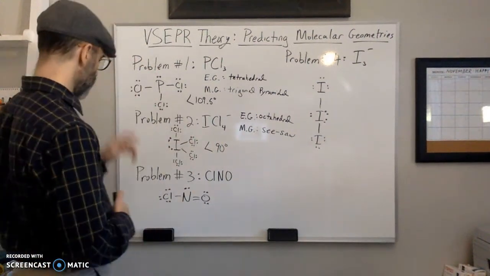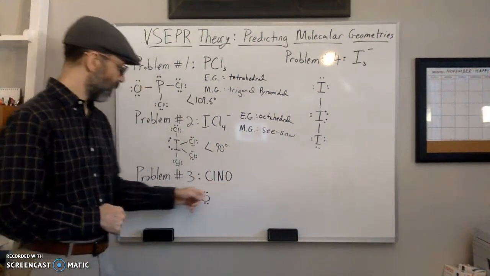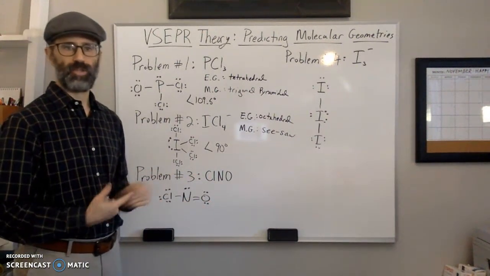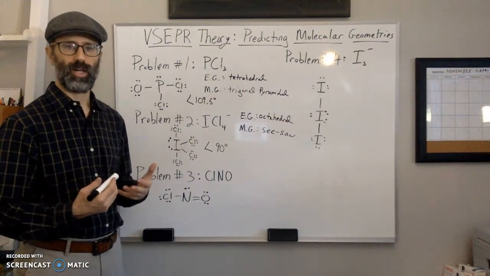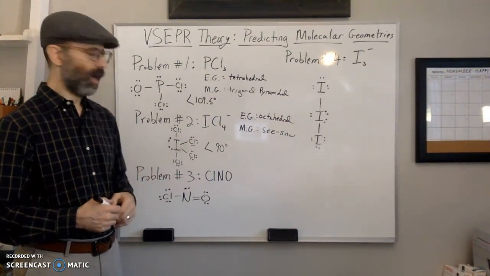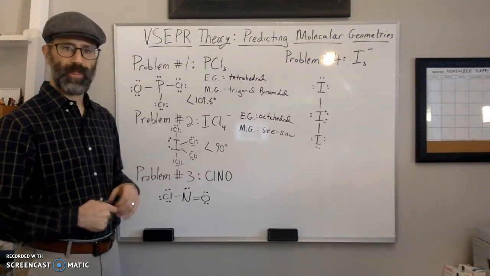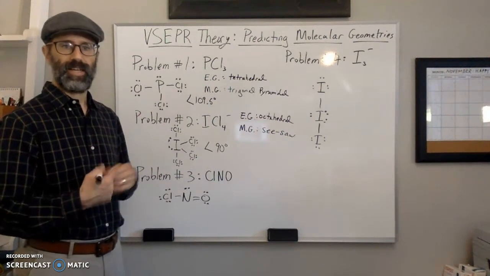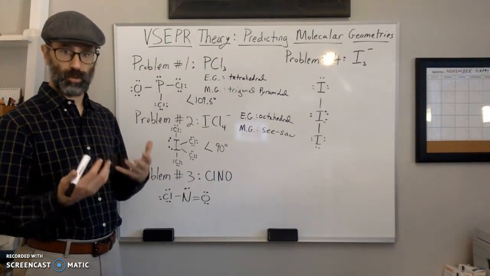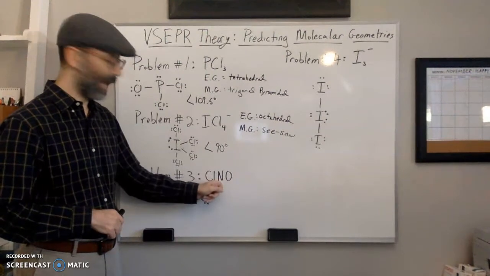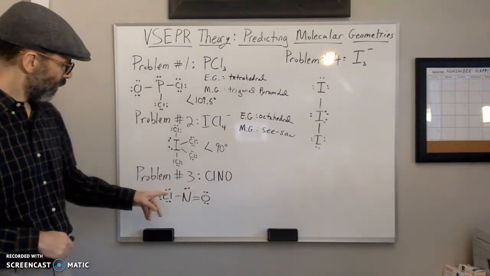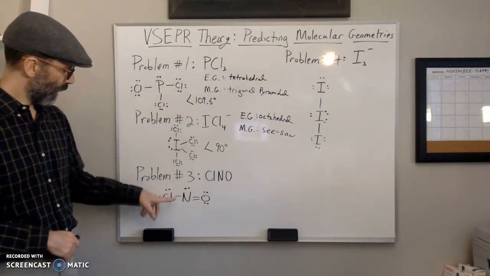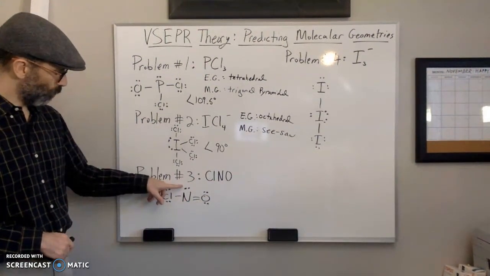So the next one is this CLNO. How do you figure out your central atom? Your central atom is the one that has the lower electronegativity. It's also the one that has the most unpaired electrons in its Lewis dot symbol that we learned. So nitrogen is going to be the central atom. When you do your Lewis dot structure, you'll notice I have a double bond here, I have a single bond, and I have a lone pair.